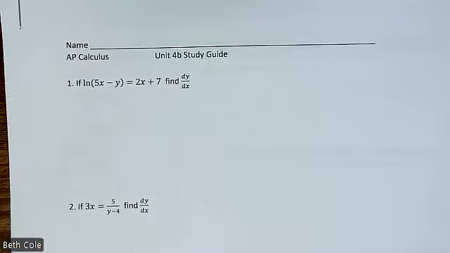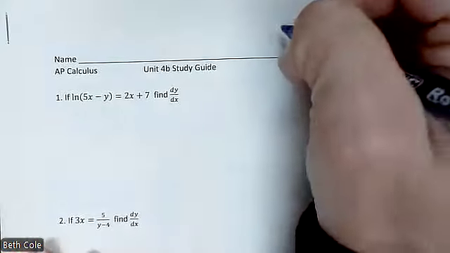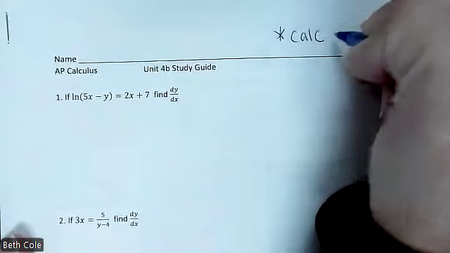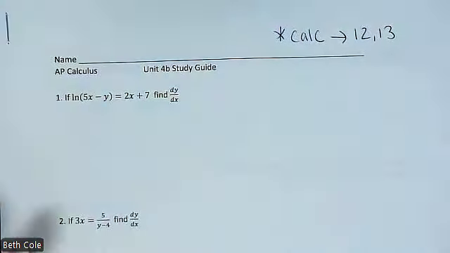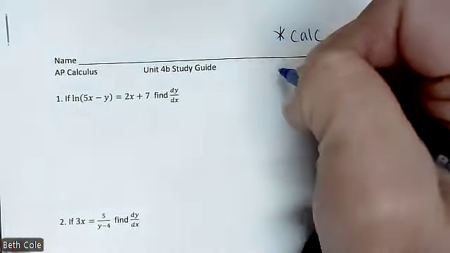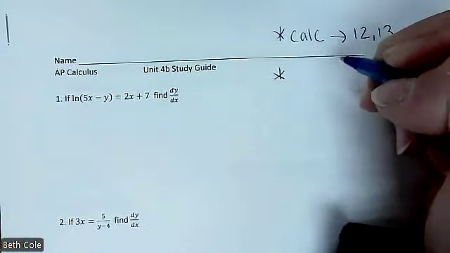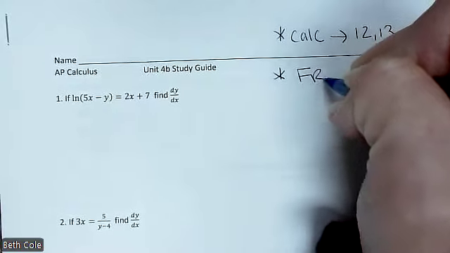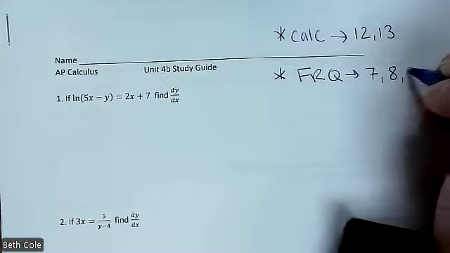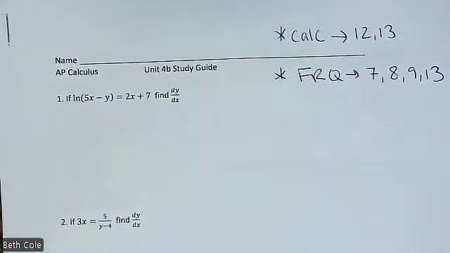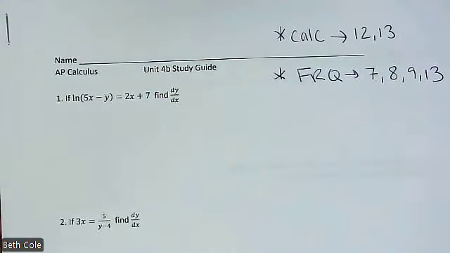So on here, I'm going to write off to the side if you want to put a note. The calculator allowed ones are 12 and 13, so we'll get out Desmos when we get to those. And the ones that correspond to free response questions are 7, 8, 9, and 13. The rest correspond to multiple choice questions. So again, part free response, part multiple choice.